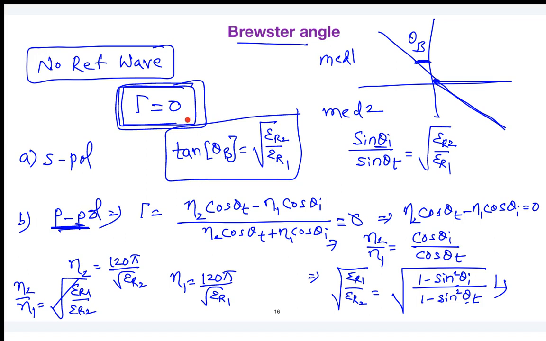Just equate this one equal to 0 and you can replace sine theta t with sine theta i into root of epsilon r1 by epsilon r2. Then you can find out the value of theta i. So you are going to get your Brewster angle equation.